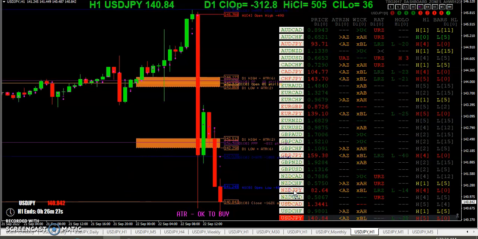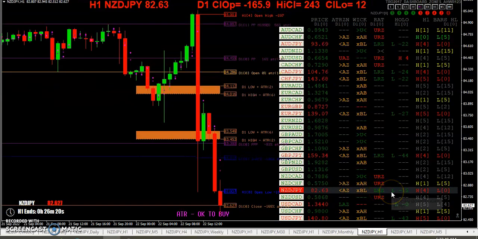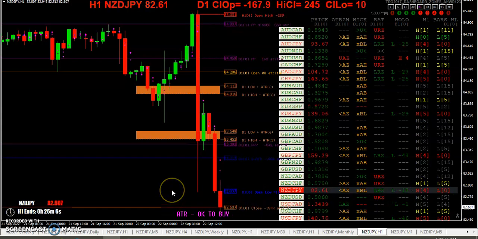But here we've got the New Zealand yen that's making a low. It's still in the rat zone. It's still a hold trade. So now what you have to do is basically wait for a signal to go long. It has all the attributes sitting here, so you can just wait patiently for a long to occur.